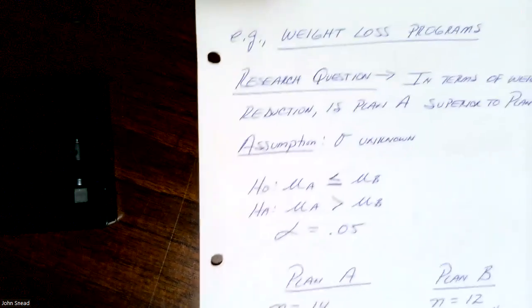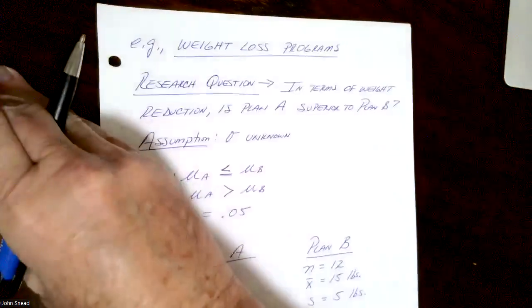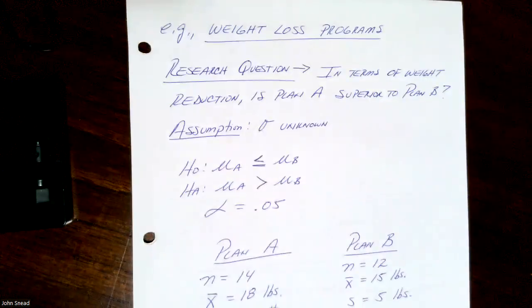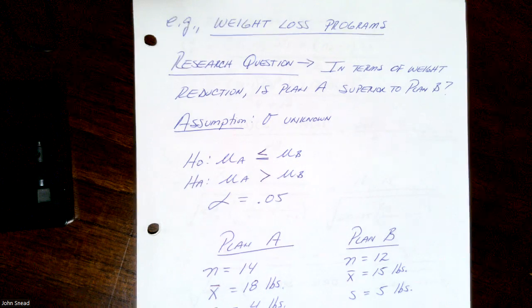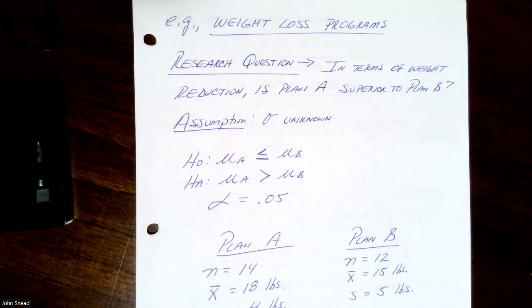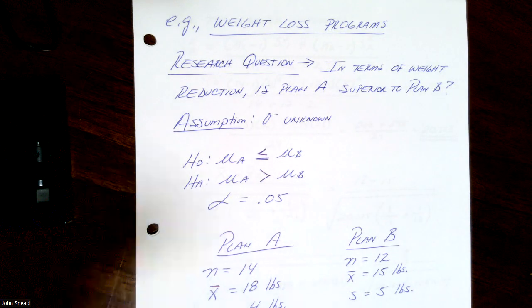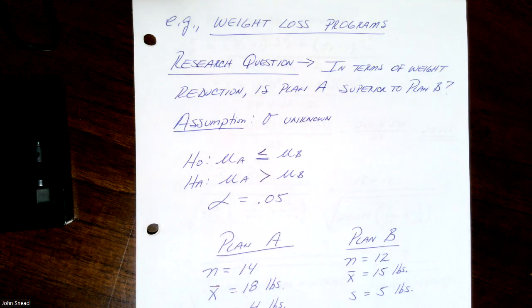So I'm going to give an example here. Let's say a weight loss program, and we're looking at, let's say, Jenny Craig versus shots or whatever the case may be. What we're going to ask here, in terms of weight reduction, is plan A superior to plan B? And again, we're going to assume that the population standard deviation is unknown.